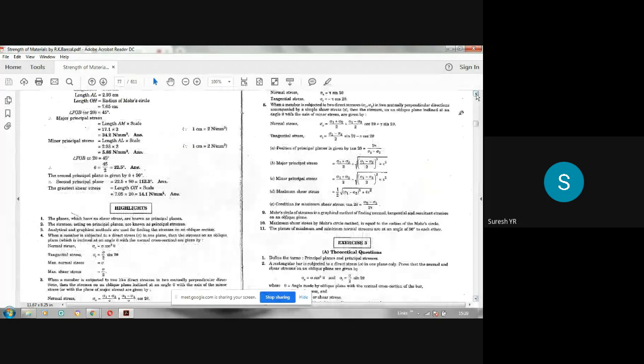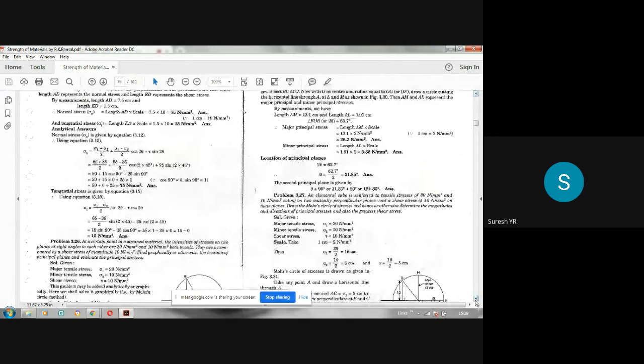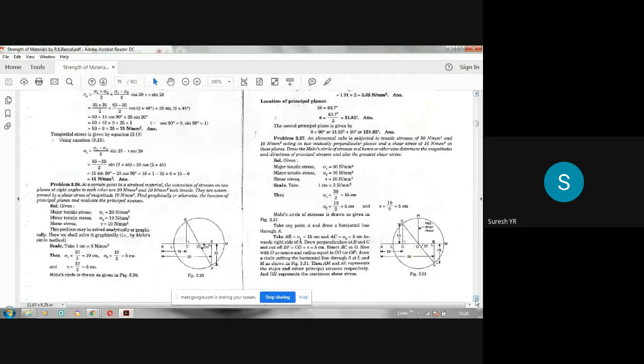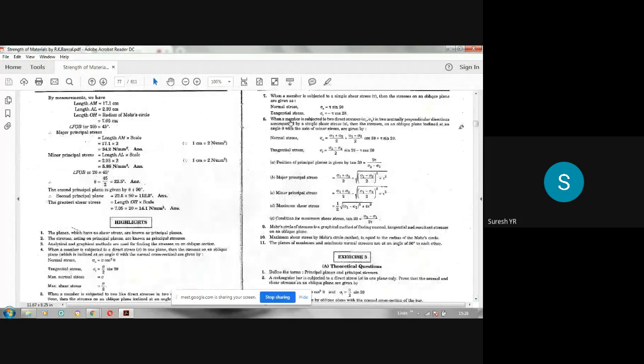Yes, this is the formula. You can make a note of that formula. When a member is subjected to two direct stresses, that is sigma x and sigma y, tensile or compressive, in two mutually perpendicular directions, that means x and y directions, accompanied by a simple shear stress tau.